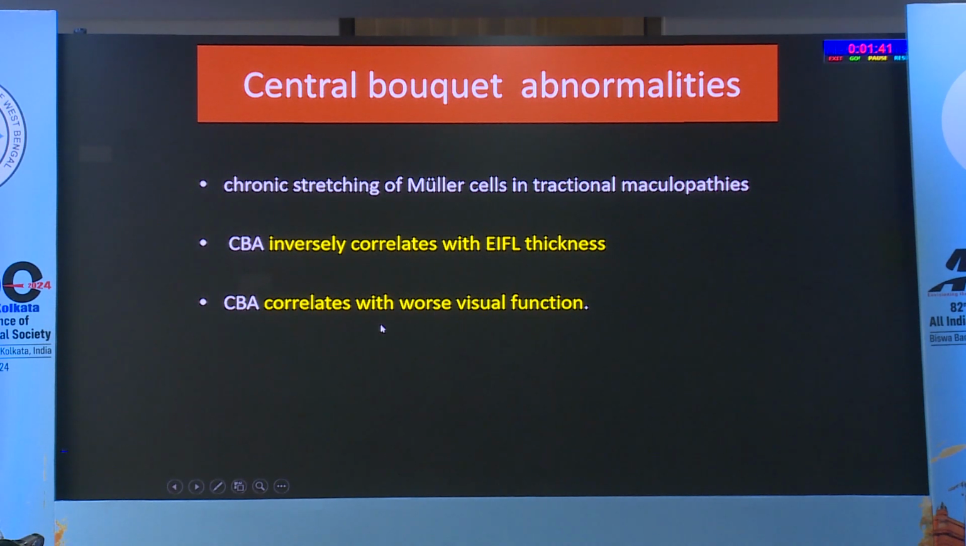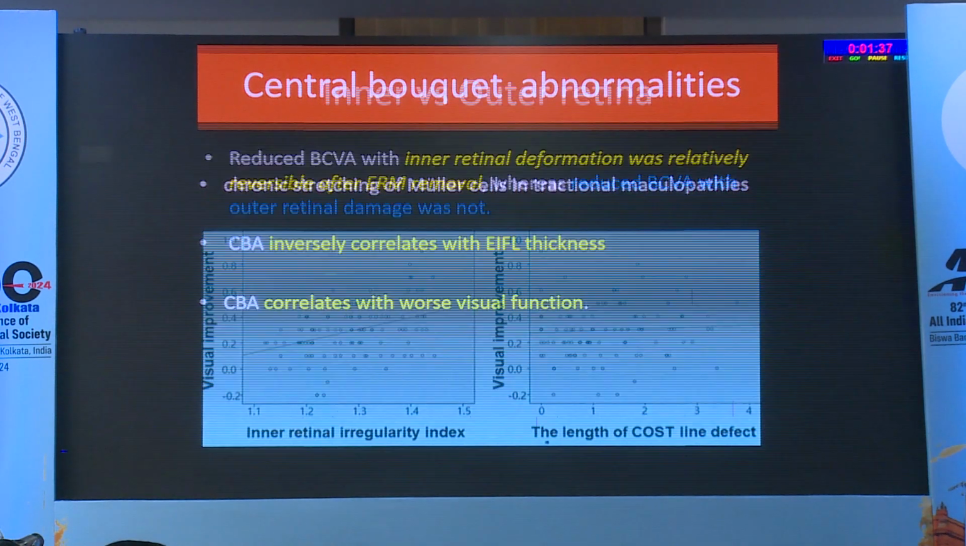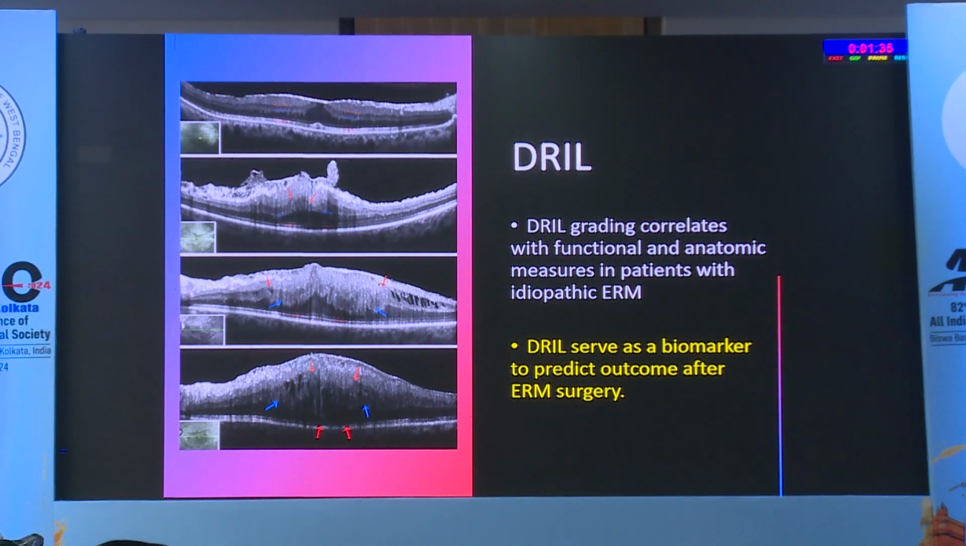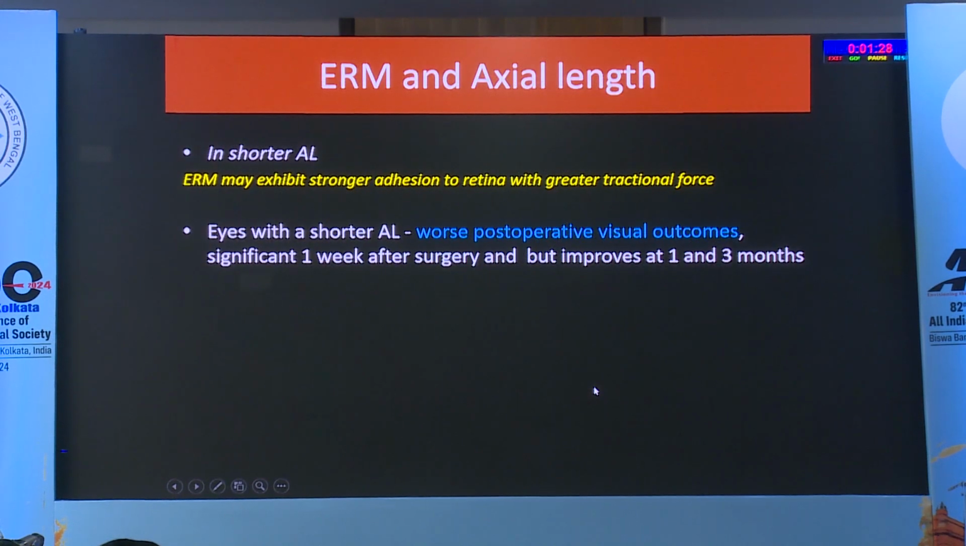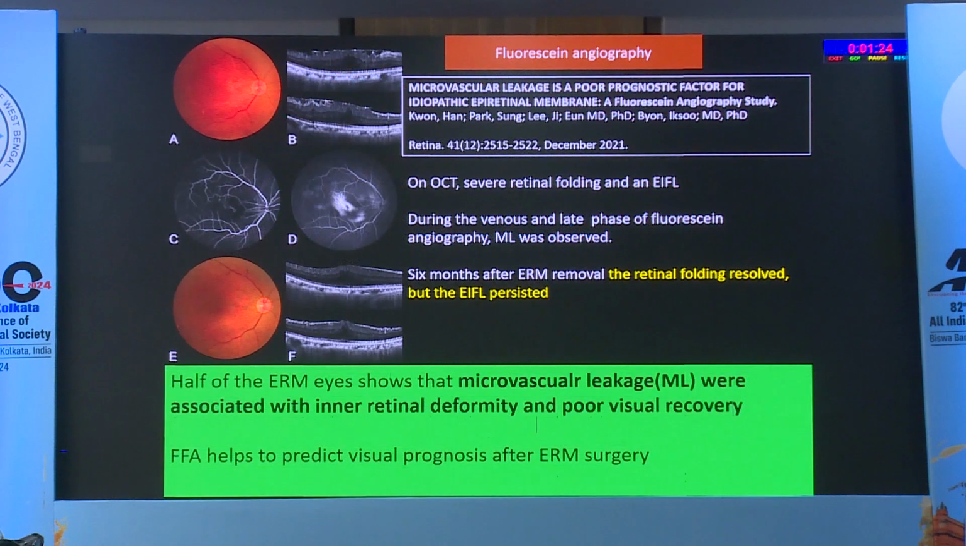They also correlate with worse visual function if you tend to see an ectopic inner foveal layer. The drill is another entity which is seen in many other conditions like diabetic macular edema. This is also another surrogate marker in ERM surgery. Shorter axial length associated with ERM tends to do poorly when compared to longer axial length.